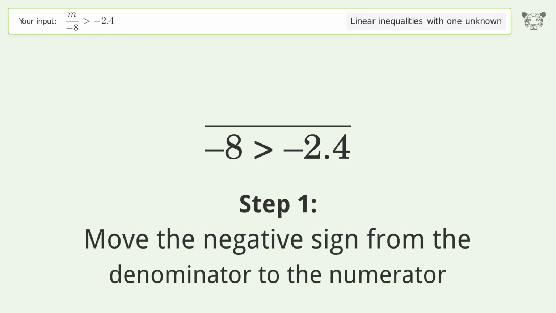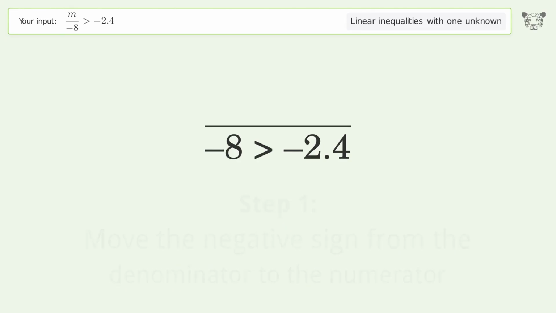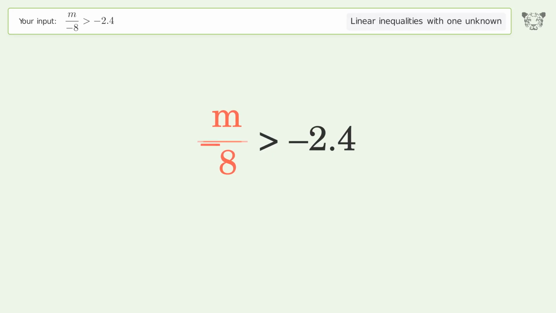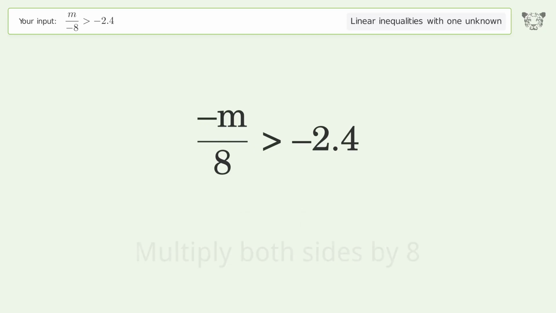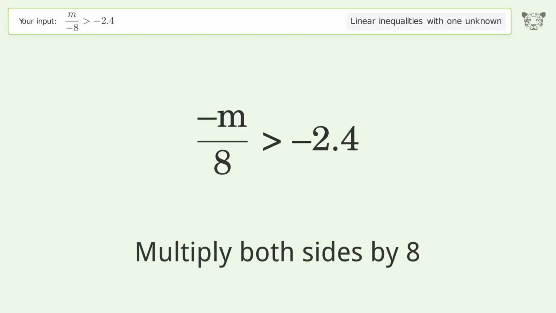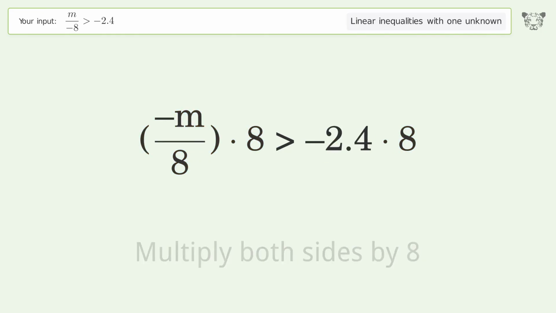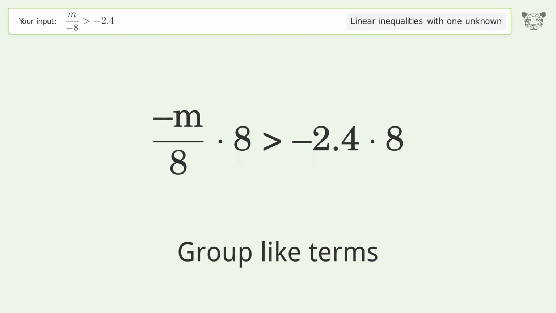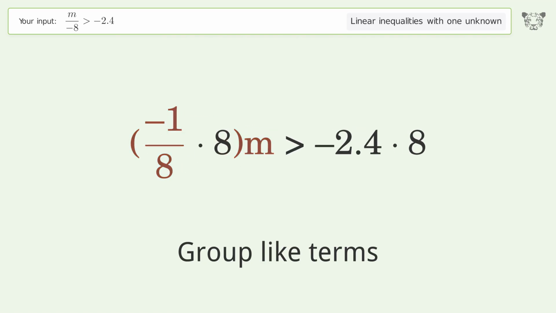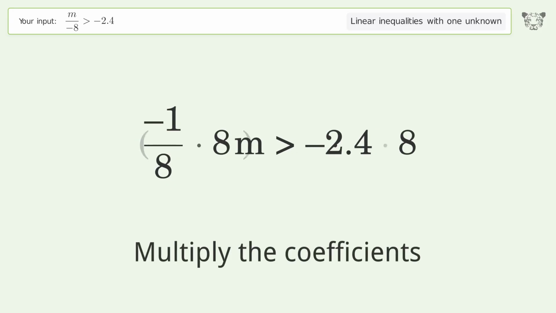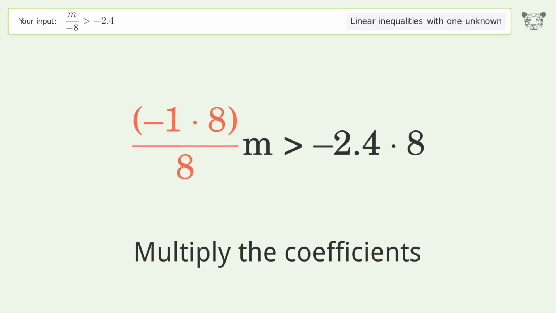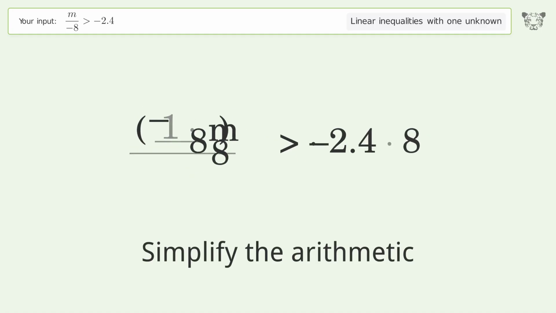Move the negative sign from the denominator to the numerator. Isolate the m. Multiply both sides by 8. Group like terms. Multiply the coefficients. Simplify the arithmetic.